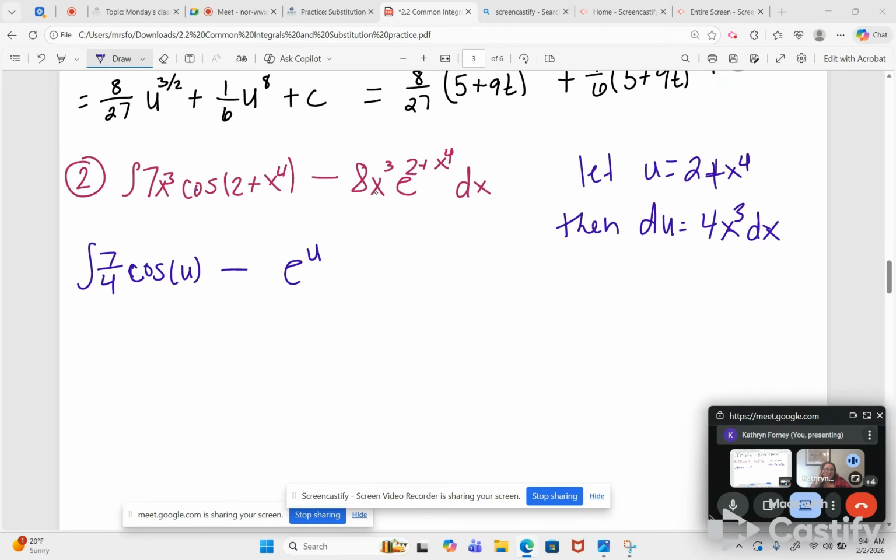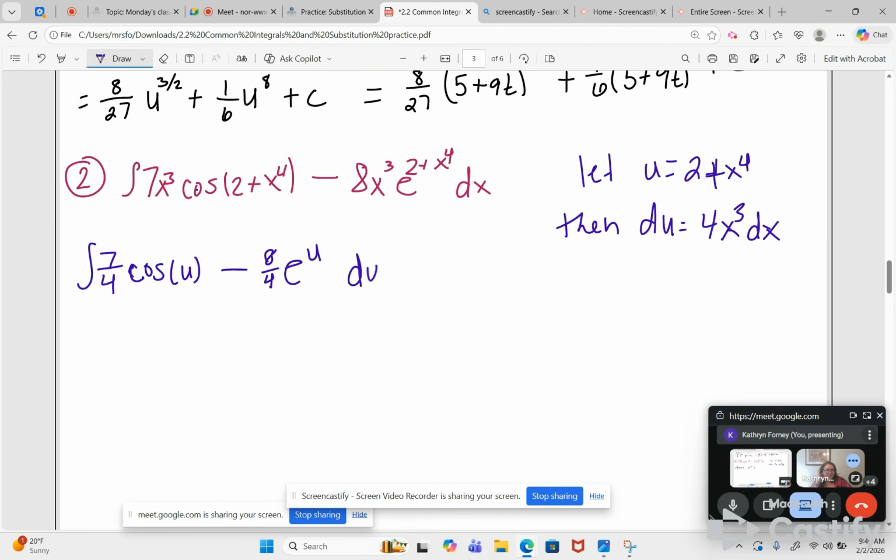And then you have that x cubed is taken care of. But right now we have an 8 and this is a 4. And so if you need to, you can write it as 8 divided by 4. Now, hopefully, we all know 8 divided by 4 is 2. So we would have 7/4 cosine u minus 2e to the u du.